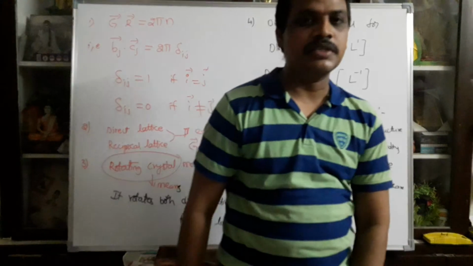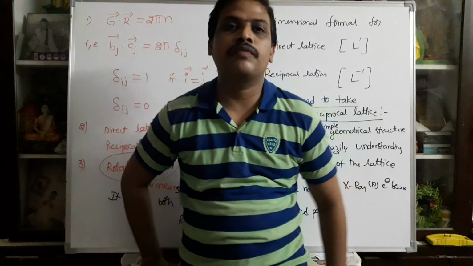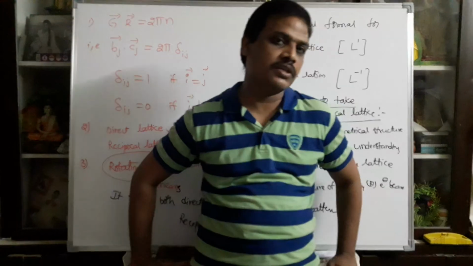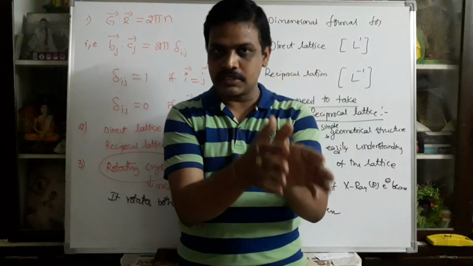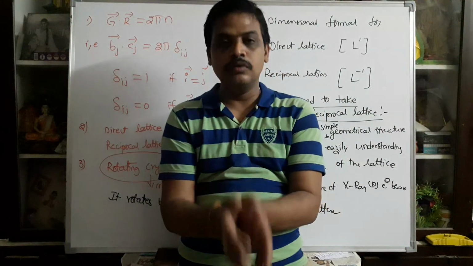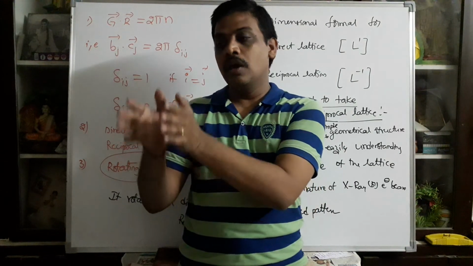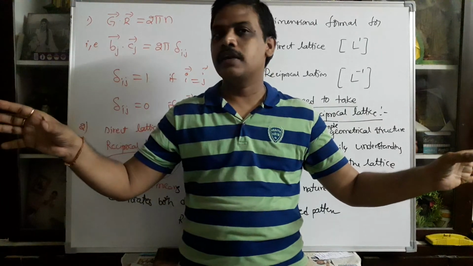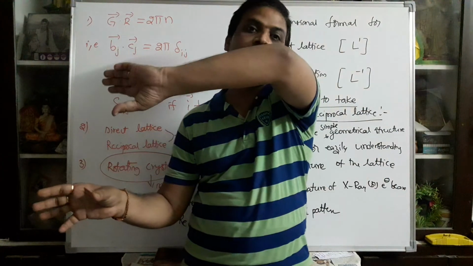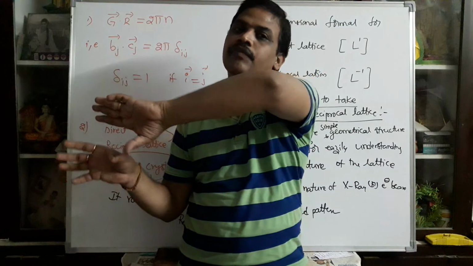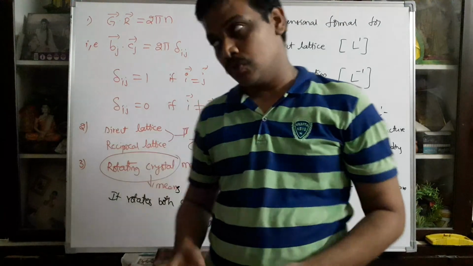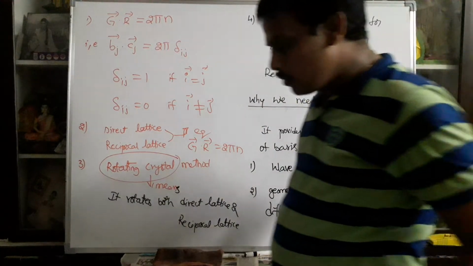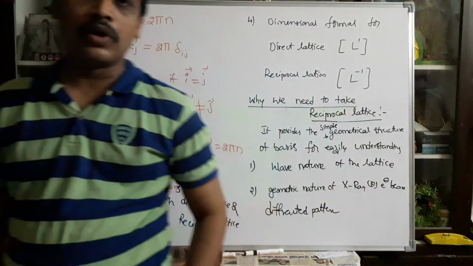Particularly for the BCC structure, the reciprocal lattice is the lattice of the face-centered cubic structure. The reciprocal lattice of the BCC structure is equal to the FCC lattice. This can be derived in our next class. So this is the introduction of the reciprocal lattice.